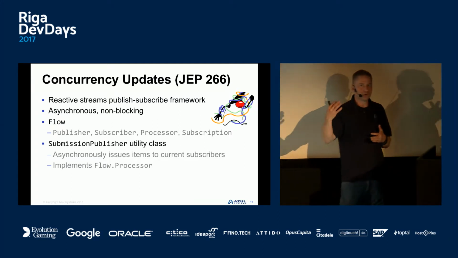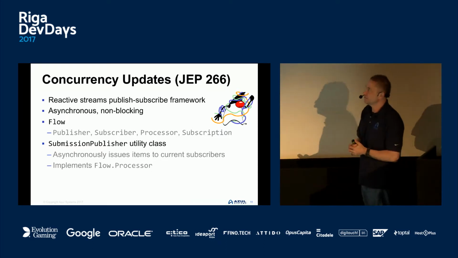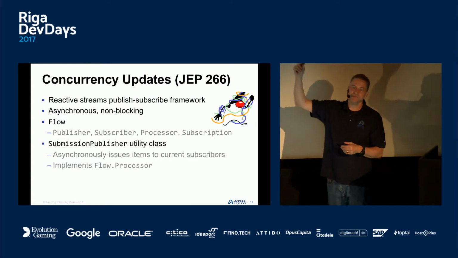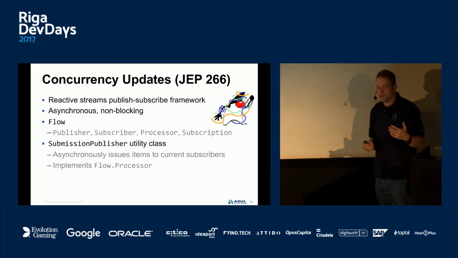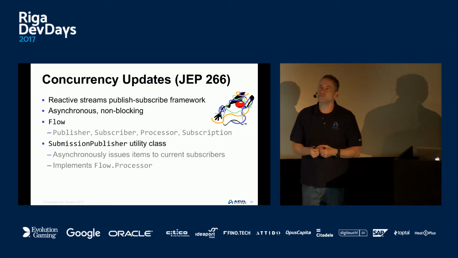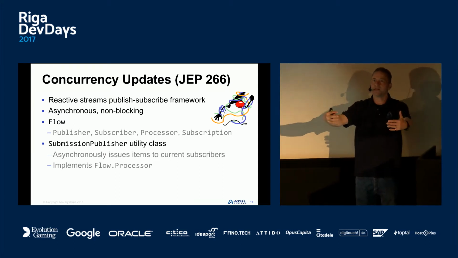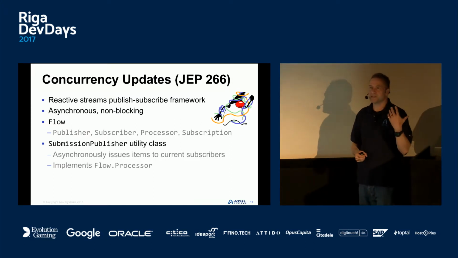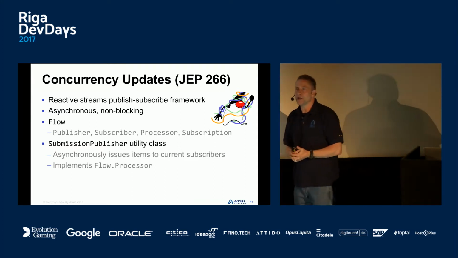JDK 7 introduced the fork join framework. JDK 8 gave us parallel streams to make life easier from that point of view. But what we've done in JDK 9 is to add some new features around a couple of areas. One of those is the idea of having a reactive streams framework. This is something that's become very popular recently, especially with web applications where you've got lots and lots of clients all trying to access your server simultaneously. And so you want to be able to handle those requests asynchronously, you want to be able to handle them in parallel and do it in the most efficient way.